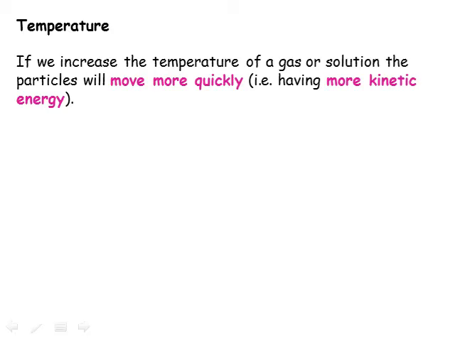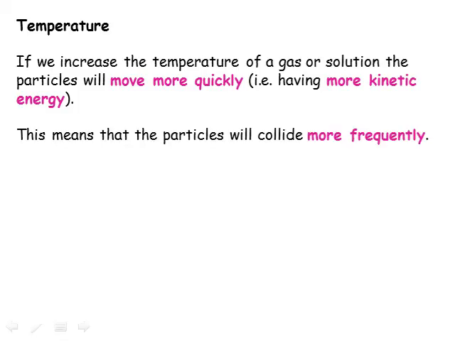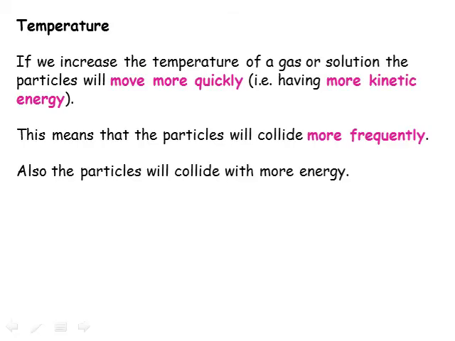The effect of temperature on the rate of a reaction is a little more complicated because there are two parts to collision theory and both affect the rate of reaction in this case. When we increase the temperature, the particles move faster, which means they have more kinetic energy. Because the particles are moving more quickly, they will collide more frequently.